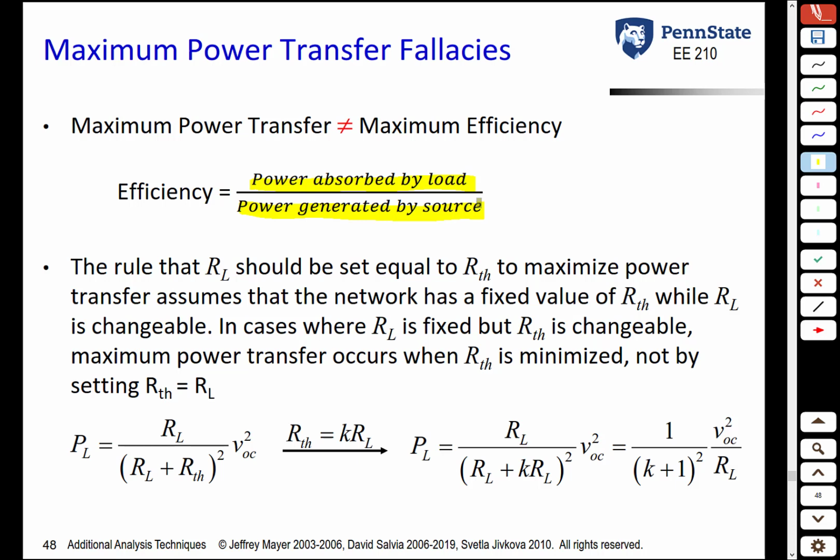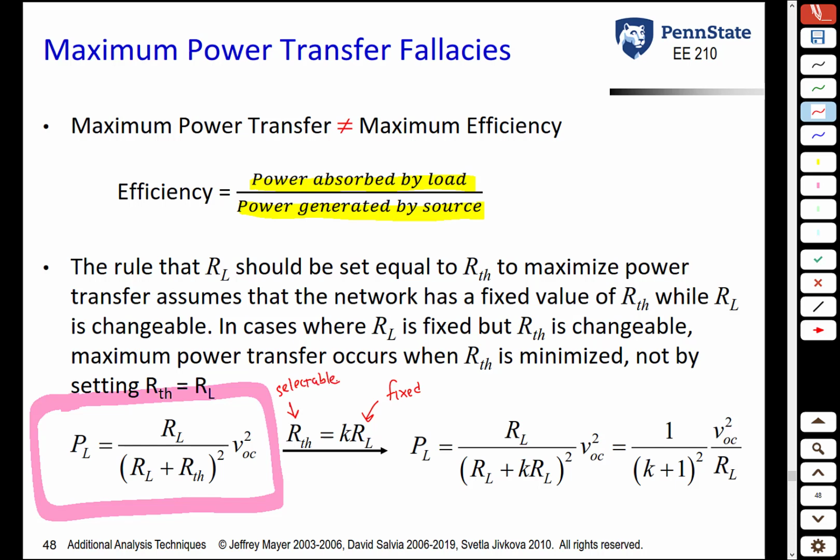So the rule that RL should be set equal to R Thevenin to maximize power transfer is not the same as setting R Thevenin equal to RL. And we're going to prove that down here. Once again, we saw earlier that the power absorbed by a load is RL over RL plus R Thevenin quantity squared times VOC squared. When we proved maximum power transfer, we set RL equal to K times R Thevenin, where K was some variable, and we found out the value of K that maximized this expression here. Now we're going to do the opposite. Now RL is going to be fixed, and R Thevenin is going to be selectable.